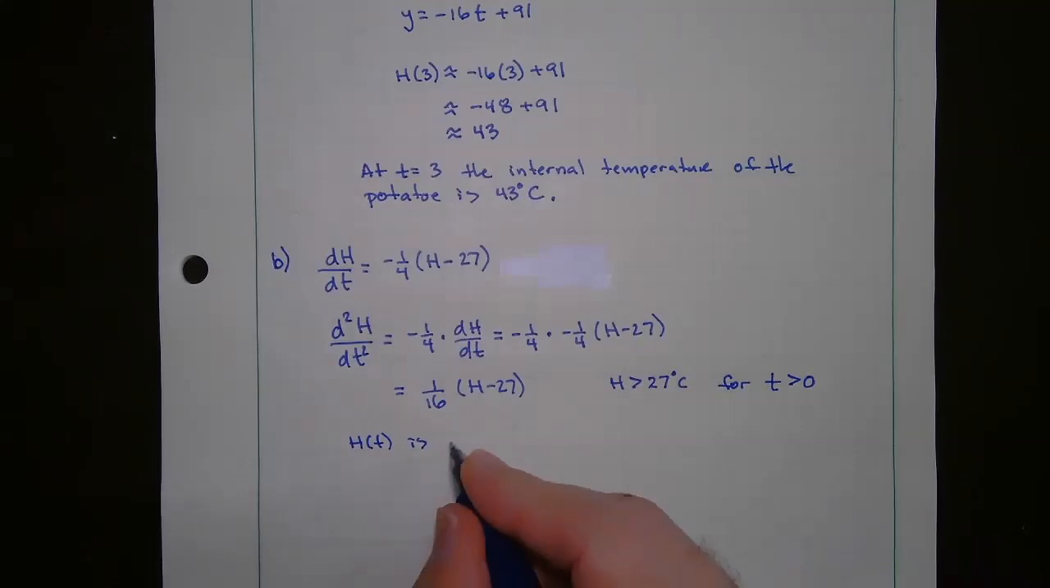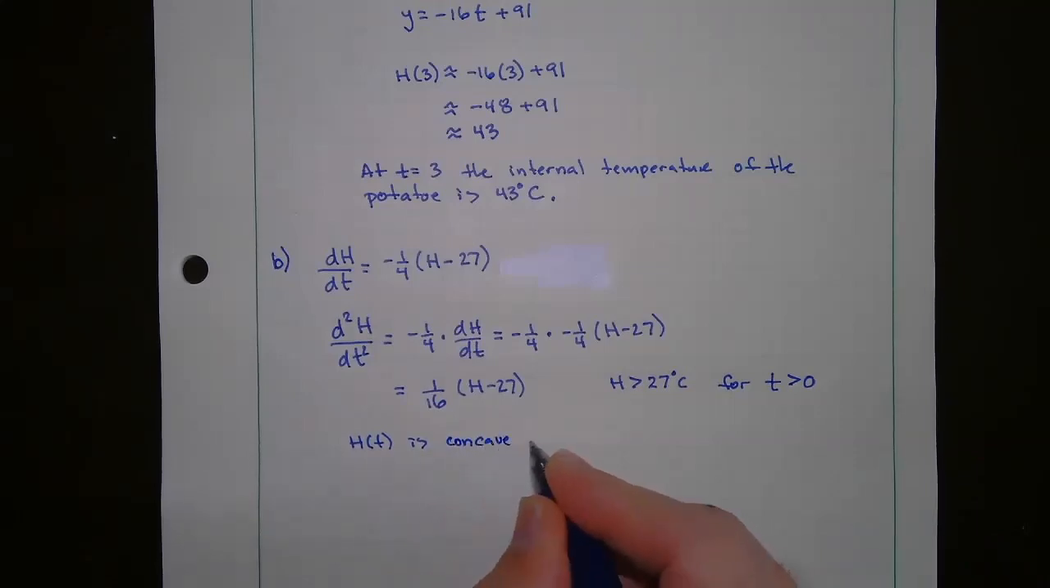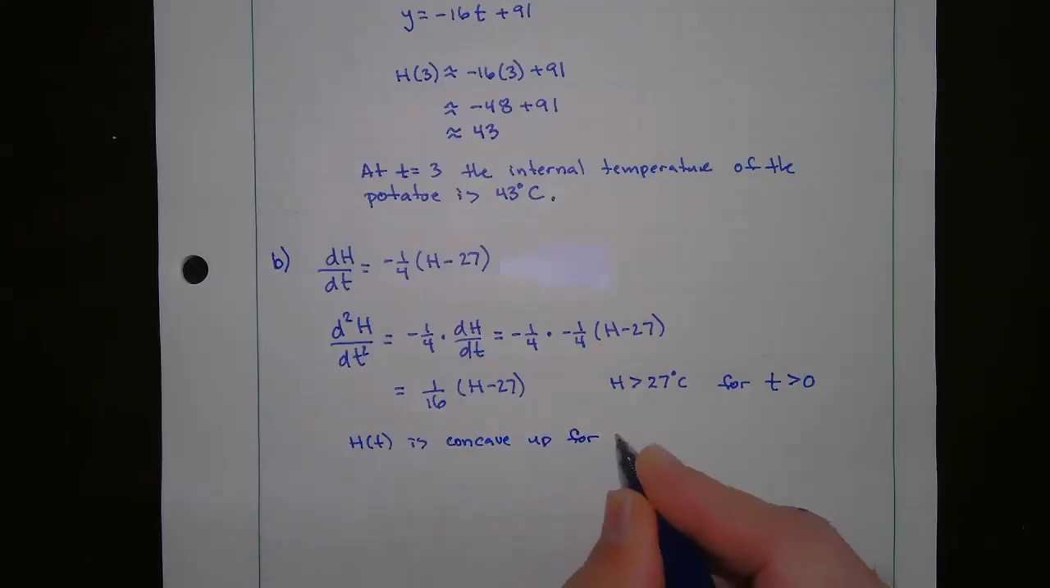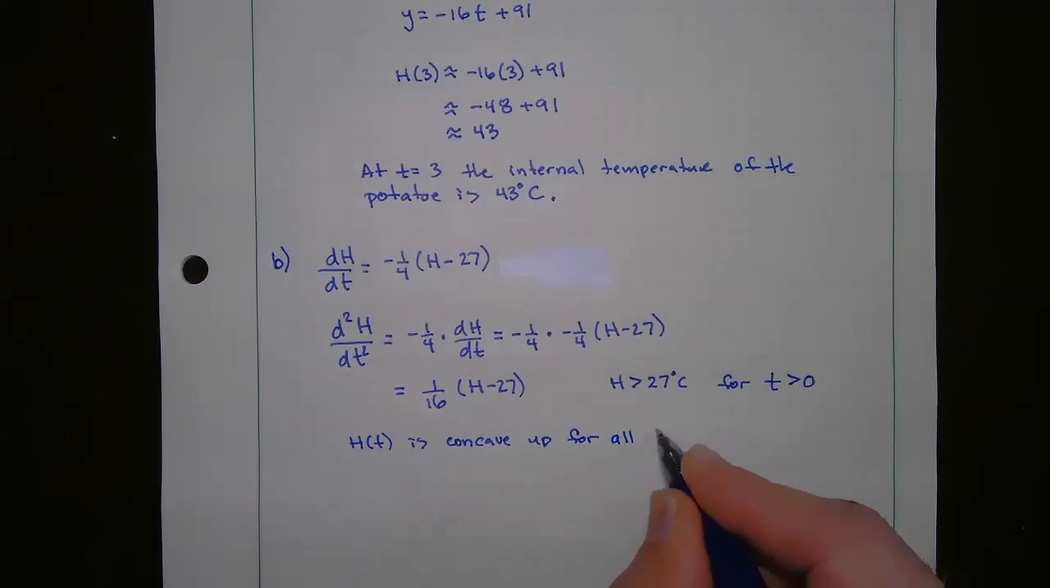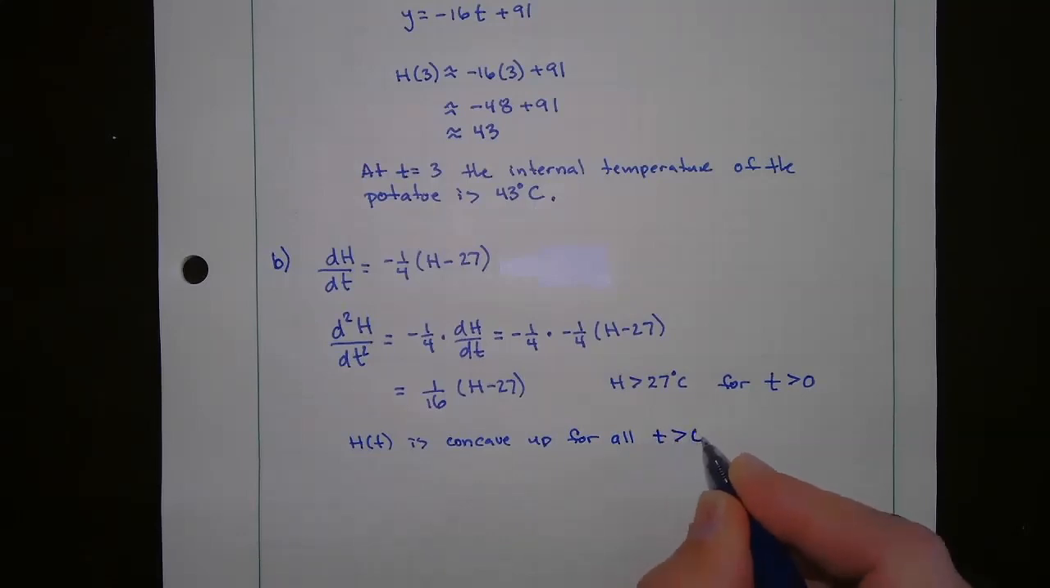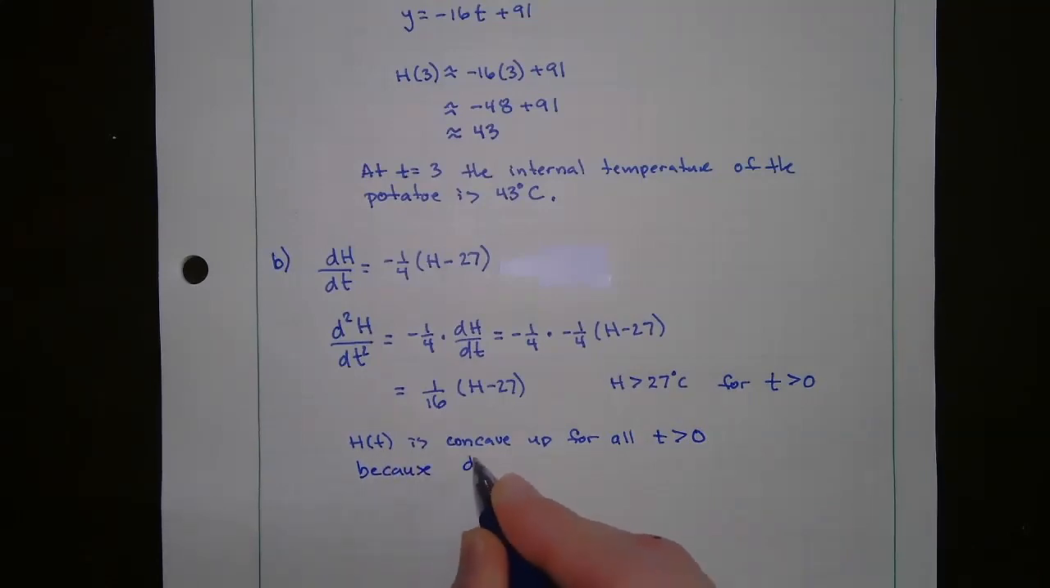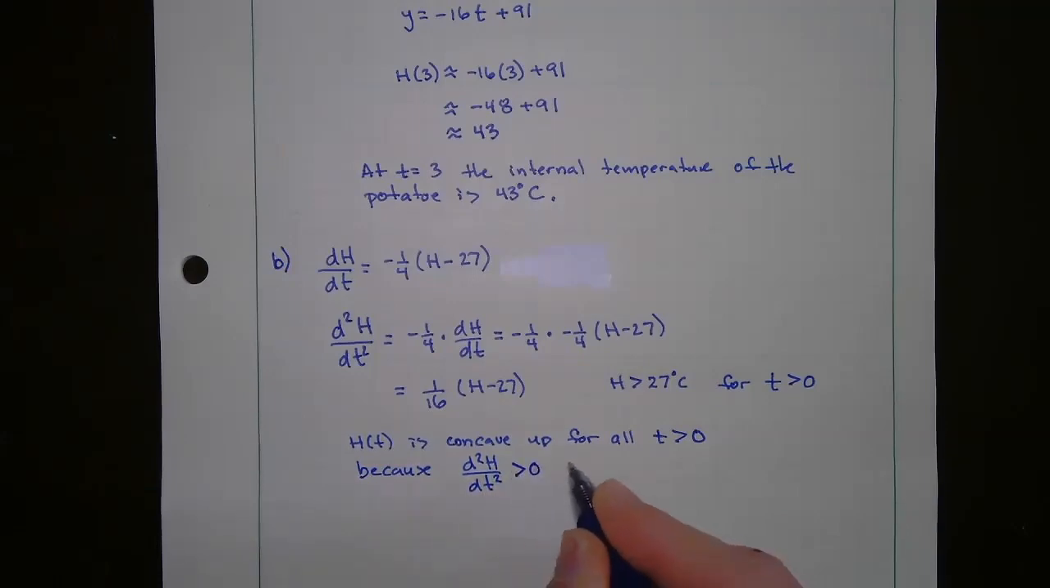So h of t is concave up for all t greater than 0 because the second derivative of h with respect to time for the second time is greater than 0 for t greater than 0.